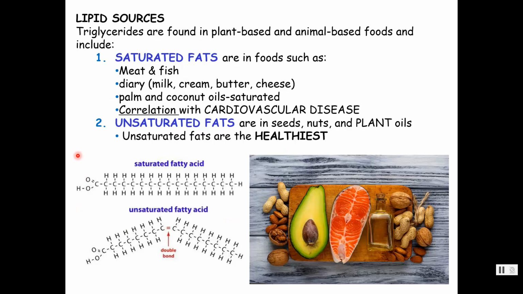There are saturated fats and unsaturated fats, and then we're going to talk about trans fats. Like I said, triglycerides are found in plant-based and in animal-based foods, and they include saturated, mostly going to be meat and fish, dairy, so milk, cream, butter, cheese, absolutely saturated. Tropical oils like palm and coconut oils are saturated. How you can tell a saturated fat from an unsaturated fat is saturated fats are solid at room temperature. And that's because their chains of fatty acids are straight and just structurally they can be compact and they form a solid. Unsaturated fats are in seeds, nuts, and plant oils, and unsaturated fats are the healthiest to consume.